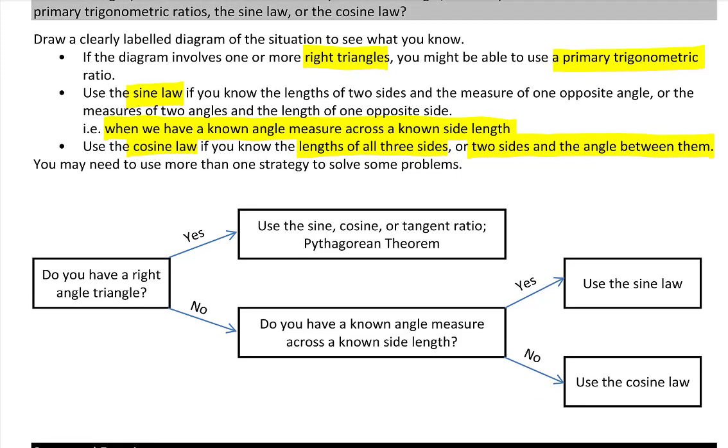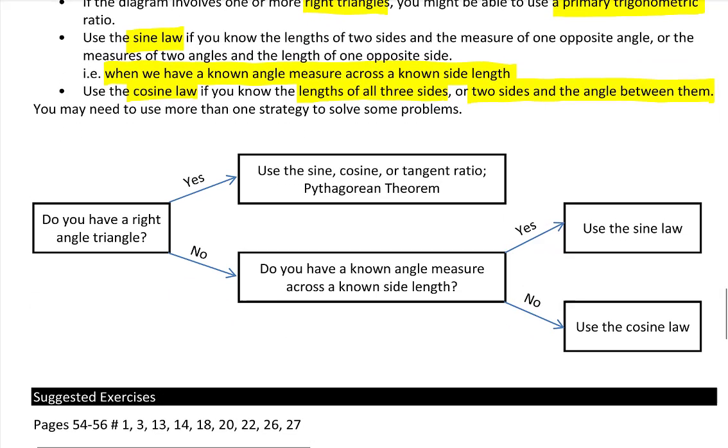So below here I have what's called a graphic organizer. So I start off by thinking to myself, do I have a right angle? If I do, then I travel the upper path, and I can use sine, cosine, or tangent ratio, or the Pythagorean theorem. If I don't, then the second question I need to know is, do you have a known angle measure across a known side? If I do, then the sine law. If I don't, then my last option is the cosine law.